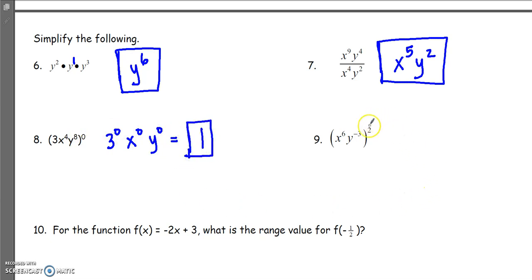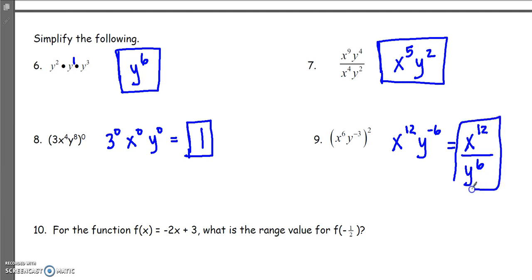And on number 9, I have to distribute the 2 to every base inside. So that means I'm going to have x to the 6 times 2, which is 12. And y to the negative 3 times 2, which is negative 6. Now remember, I can't leave negative exponents in my answer. So I have to write its reciprocal. So the x term is going to stay up in the numerator. But my y to the negative 6 will come down in the denominator and become y to the positive 6.